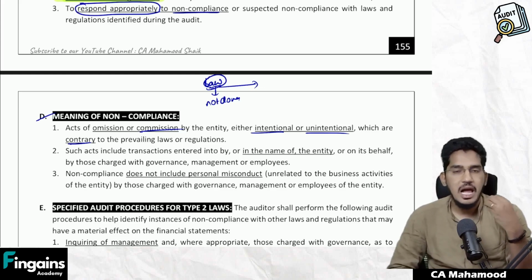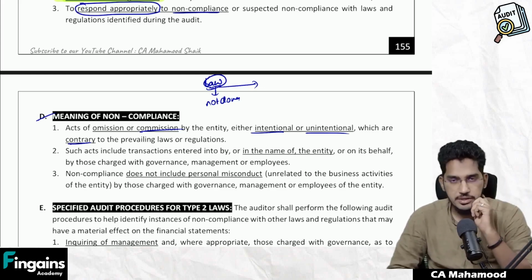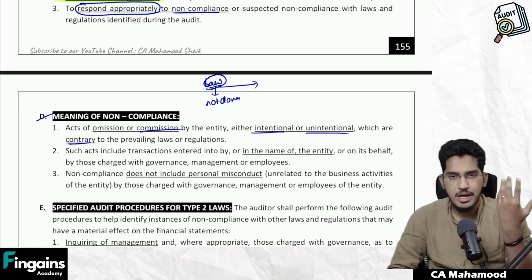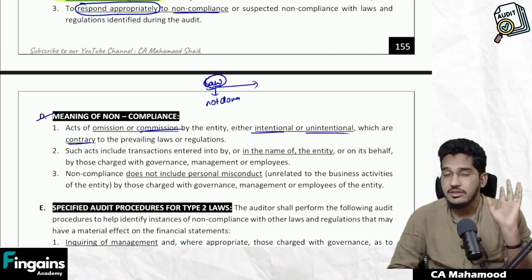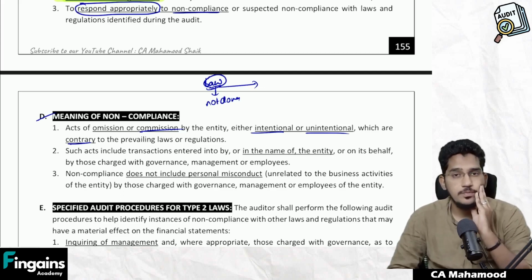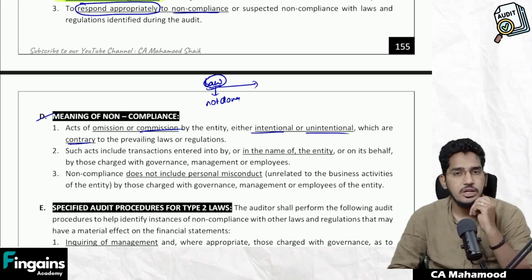Assume that I am a person making income, a salary more than the basic exemption limit. I don't know that I have to file an income tax return. I am a techie, an IT software engineer, making a salary of 10 lakh rupees per annum. I don't know the Income Tax Act, and I don't know that I have to file my income tax return. So unknowingly, unintentionally, I did not file my return. Will that be a non-compliance?